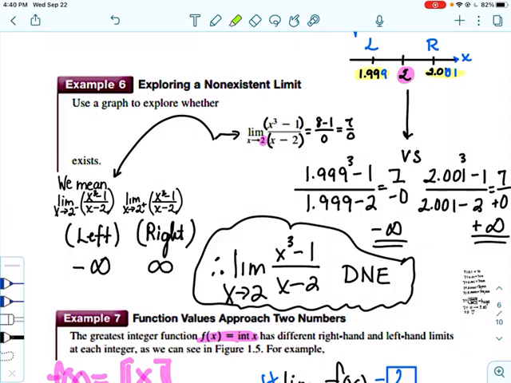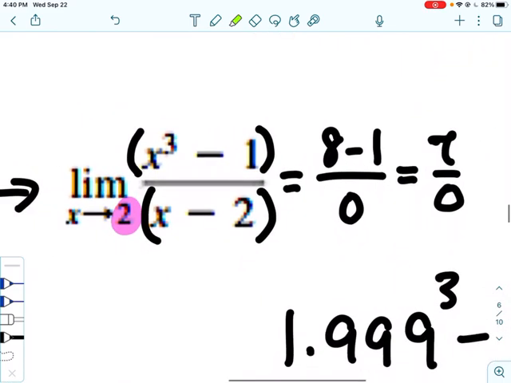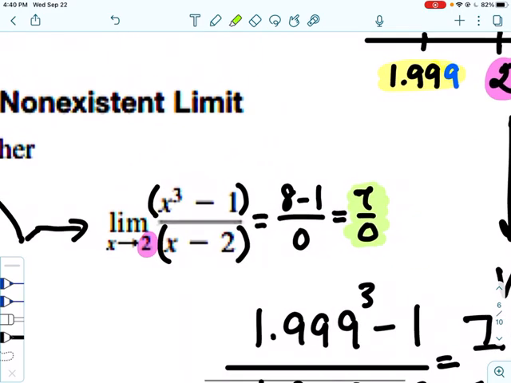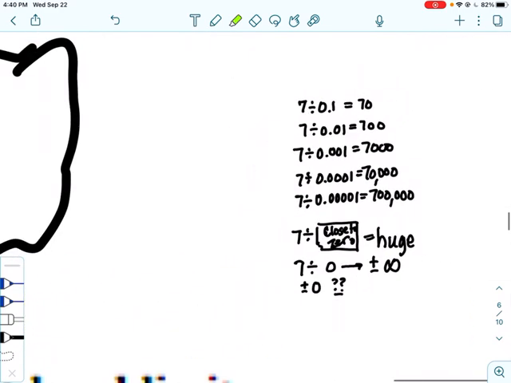if I have this next example where I'm taking the limit as x approaches 2. Now I have a lot of writing on here, so I want to limit it. When we take this limit, we end up getting 7 over 0. What I did in class today is, let me zoom in here on this one. Students wondered, what is 7 divided by 0? If you divide 7 by numbers that get closer and closer to 0, we get a huge number, right? So 7 divided by 0 is either plus or minus infinity.